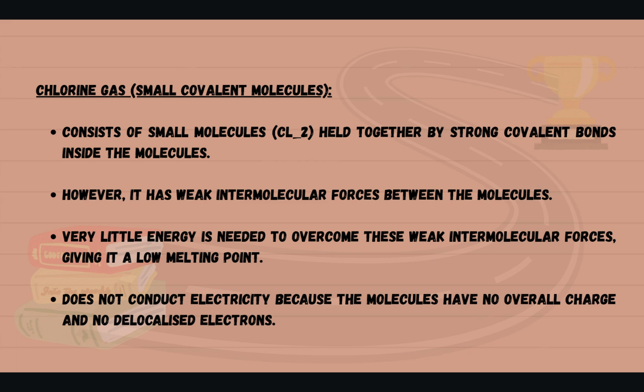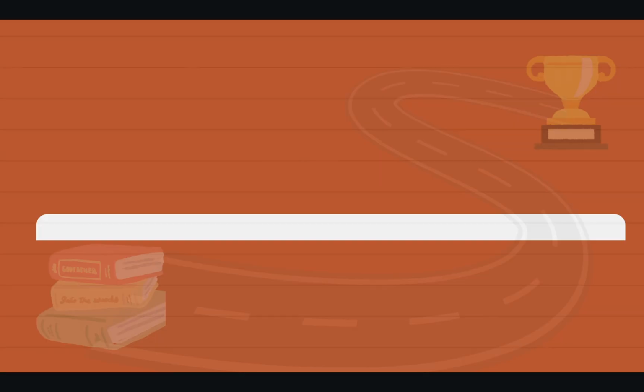Chlorine gas has small covalent molecules, so they consist of small molecules known as Cl2, held together by strong covalent bonds inside the molecules. However, it has weak intermolecular forces between the molecules. Very little energy is needed to overcome these weak intermolecular forces, giving a low melting point. It does not conduct electricity because the molecules have no overall charge and no delocalized electrons.